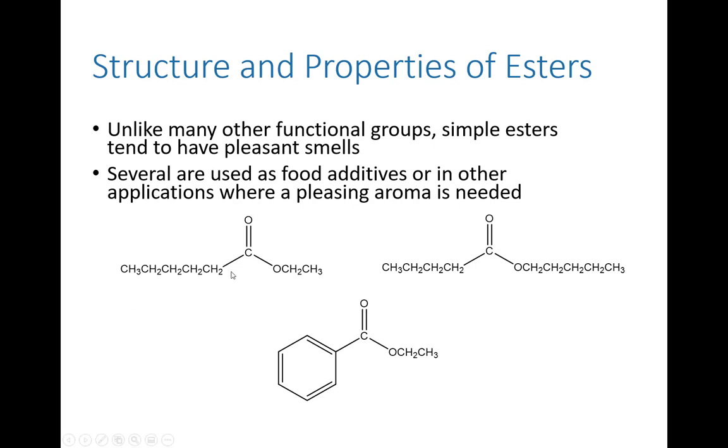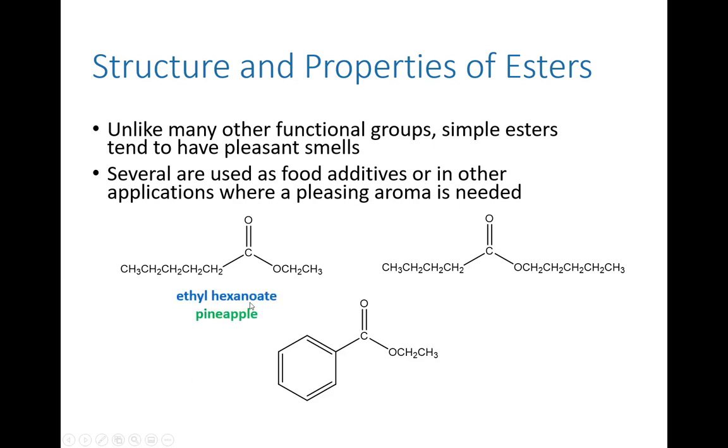Let's go ahead and name these. So again, we'll notice that this is the alkyl group right here. So this is ethyl. And this has how many carbons? 1, 2, 3, 4, 5, 6. So that would have been hexanoic acid. So it's ethyl hexanoate.